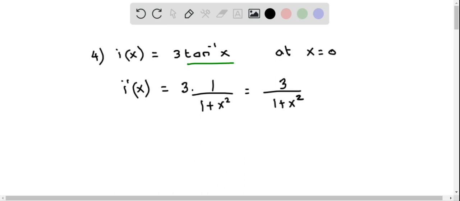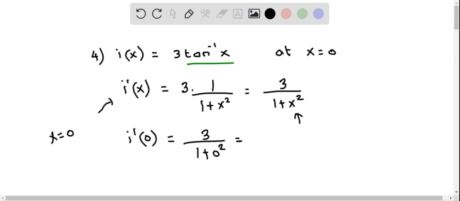Now we find the derivative at x equal to 0, so we should plug in x equal to 0 into the derivative function. Therefore I prime of 0 equals 3 divided by, replace x by 0, so it becomes 1 plus 0 squared, and 0 squared is 0, so it is 3 over 1 equals 3. So this is the derivative of I of x at x equal to 0.